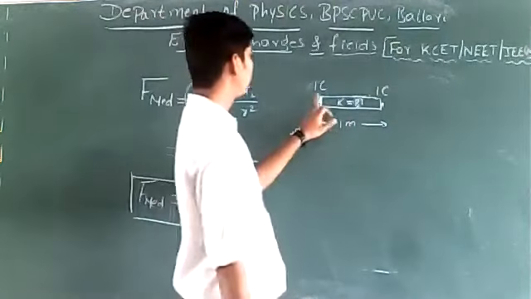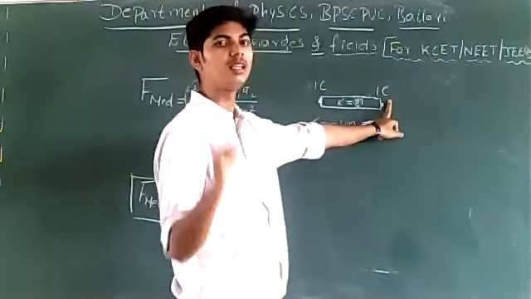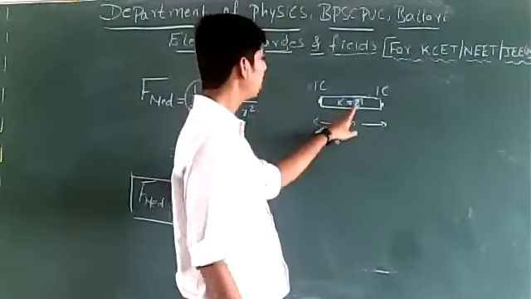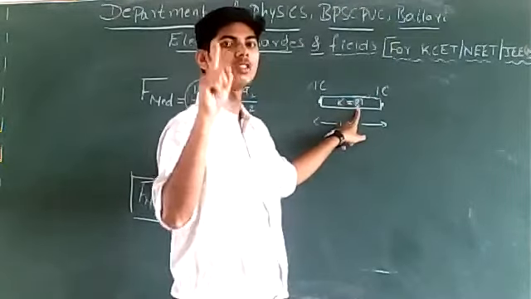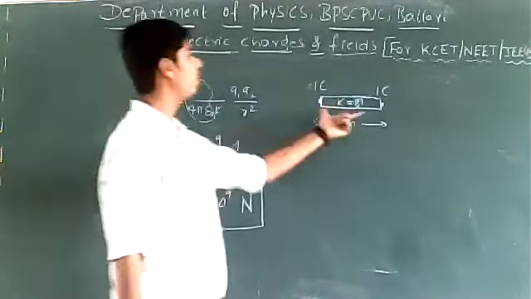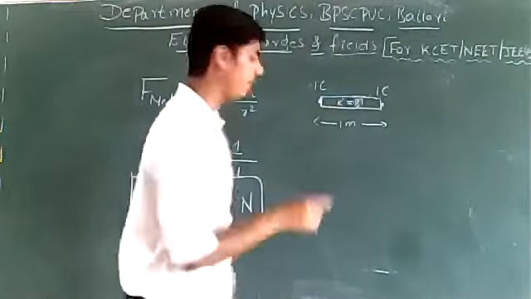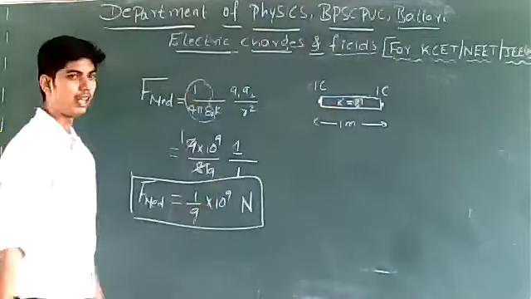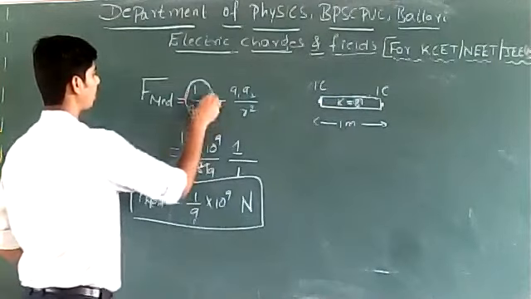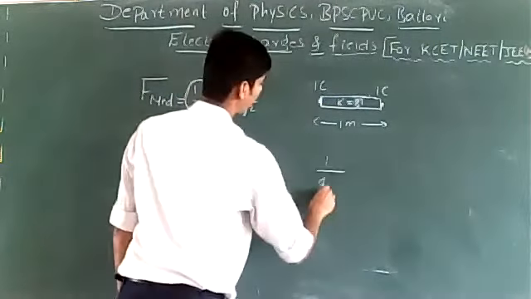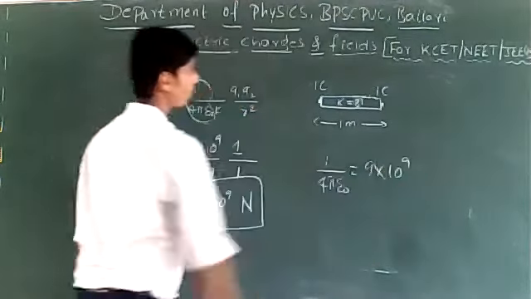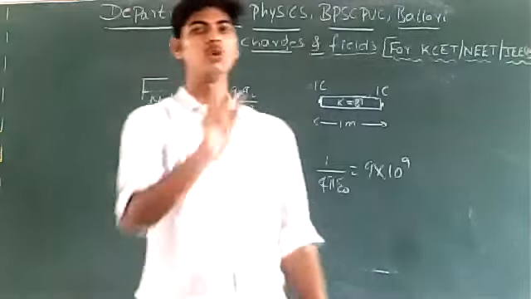So the force between 2 point charges, each equal to 1 coulomb, separated by a distance of 1 meter in presence of a medium of dielectric constant 81 is 1 by 9 into 10 to the power of 9 Newton. You must remember the value of this factor: 1 by 4 pi epsilon naught is 9 into 10 to the power of 9. Okay. Now my question is, you need to remove this medium.